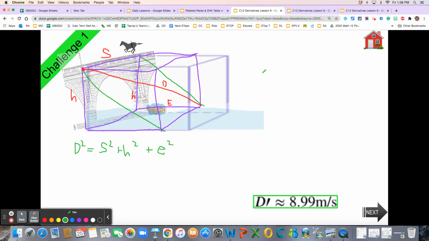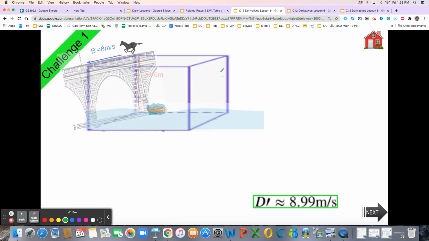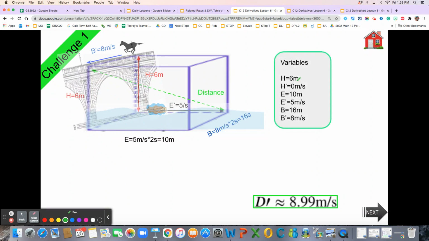Okay, and at this point, it might be a good idea to write down all the variables. So h, h prime, e, e prime, and b, b prime. Okay, and I recognize that I changed that. So the b is, for some reason, I called the horse b.